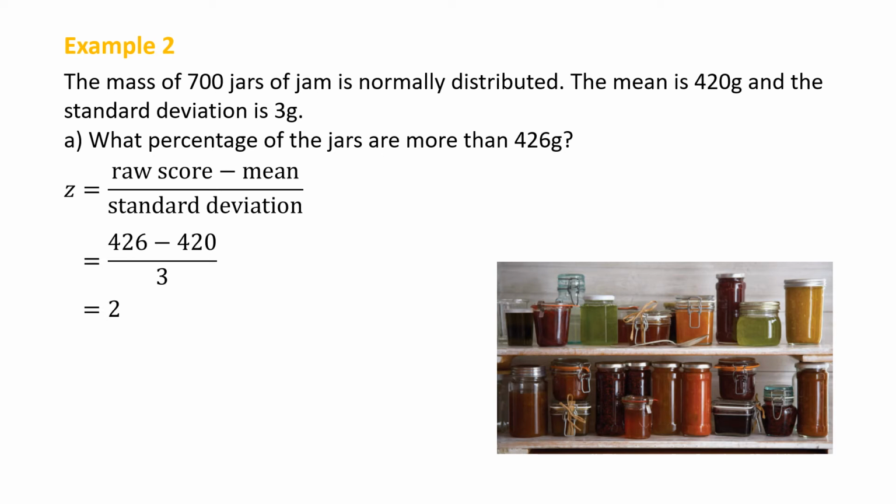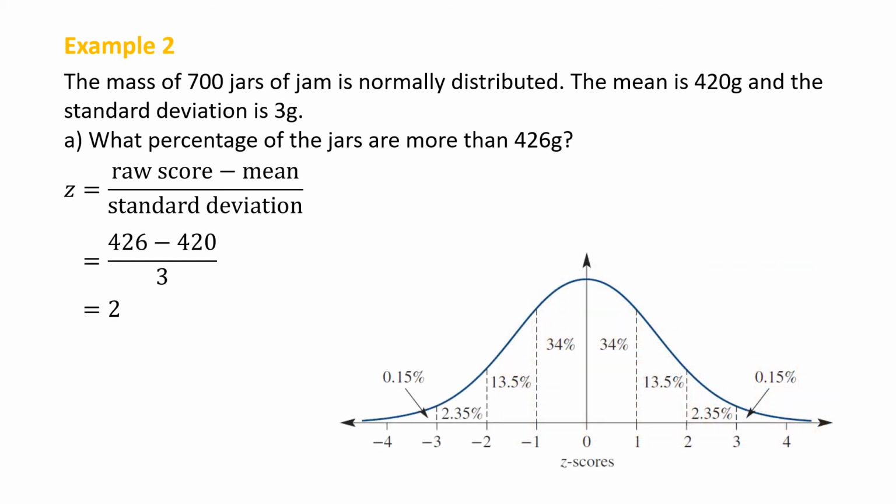We want to know how many are more than 426 grams. So we want to know how many are more than 2 standard deviations. So what we've got then is, well, what's our probability that our z-score is greater than 2? So what's greater than 2? Well, it's our 2.35 plus our 0.15.